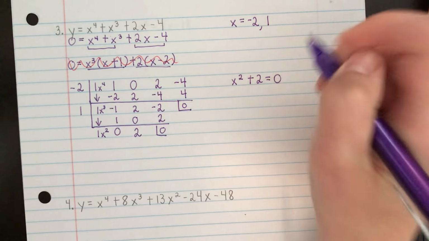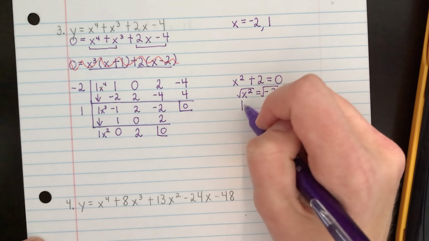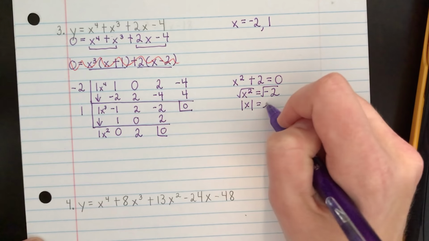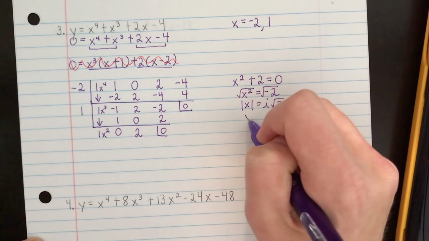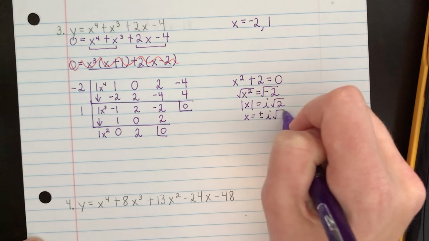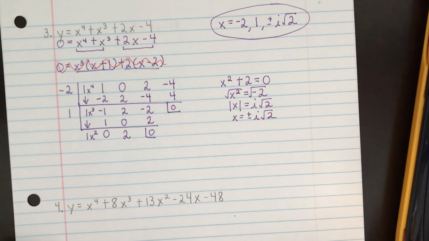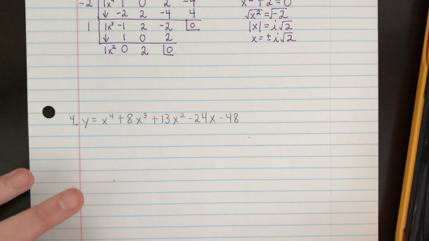Now I can take that quadratic and get the remaining two solutions for this polynomial. So if I move the 2 over, it becomes negative. Okay, square root both sides. We get absolute value of x equals i square root of 2. So x equals plus or minus i square root of 2. So that gives me my 4 total solutions that I knew I needed to have. Okay, so now let's look at a different example.